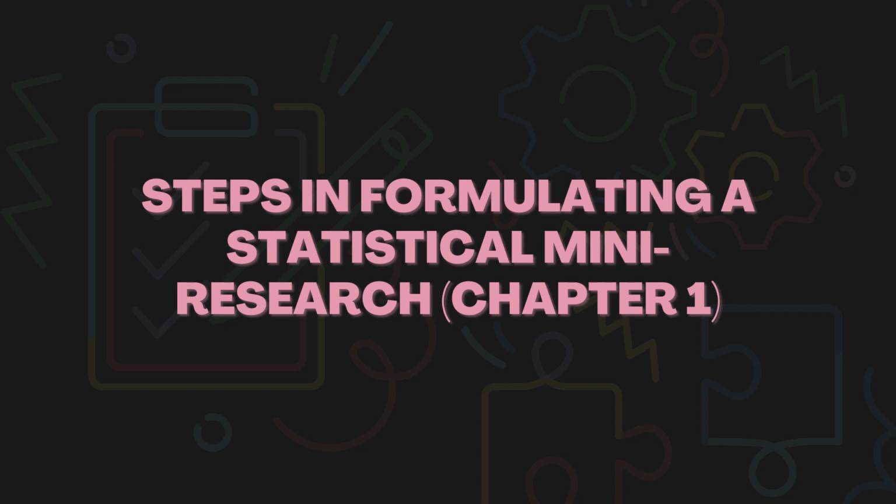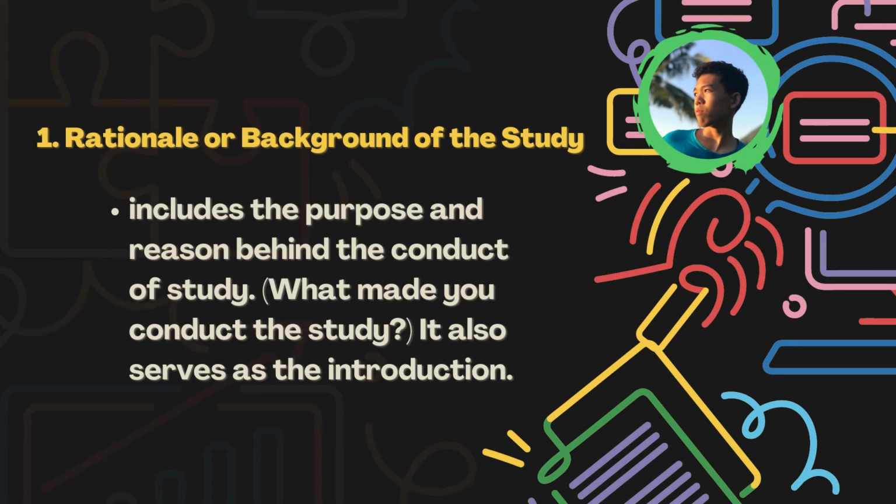So now, how do we formulate the parts of this statistical mini research in the chapter 1? First, we have the rationale or background of the study. Let us first know its definition so that we may know how to formulate it. So, the rationale or background of the study includes the purpose and reason behind the conduct of the study. Essentially, it's what made you conduct the study. It also serves as the introduction. So, to better explain this, let us check the example.